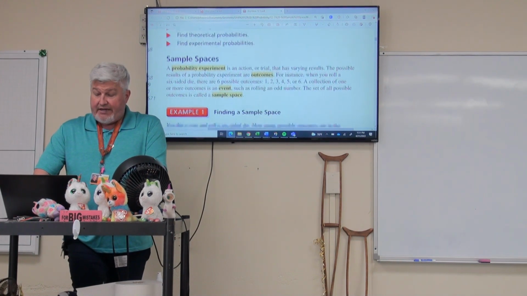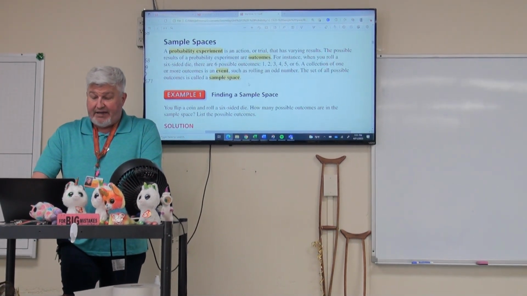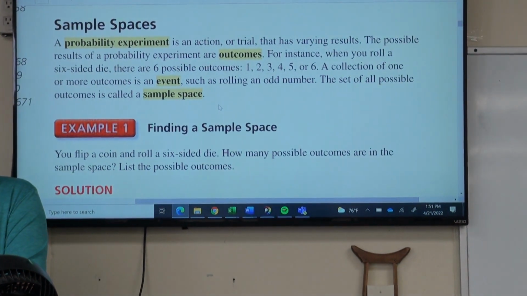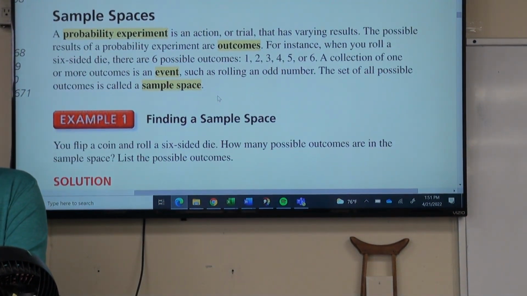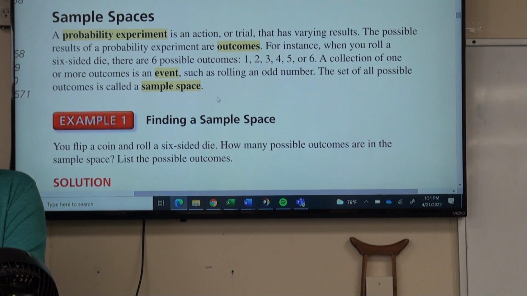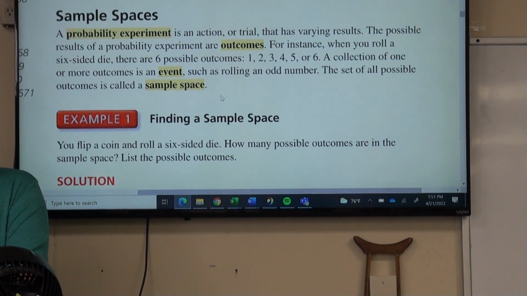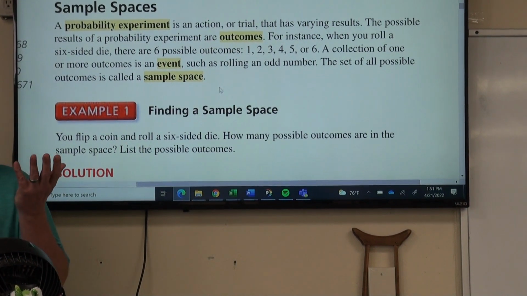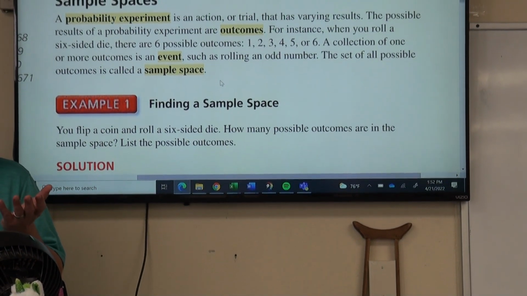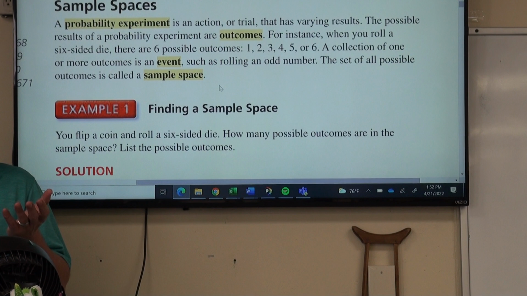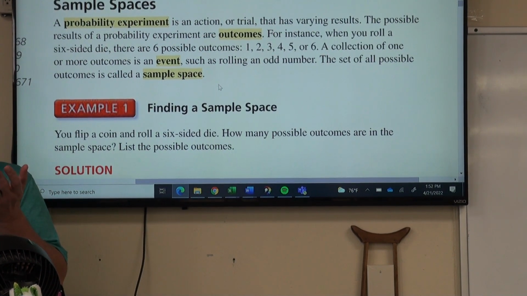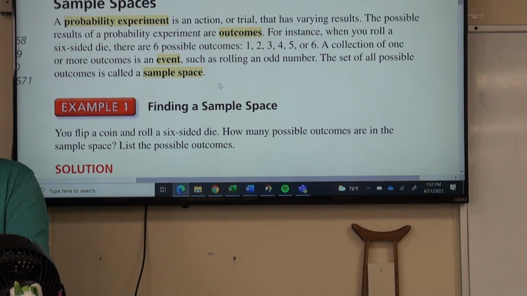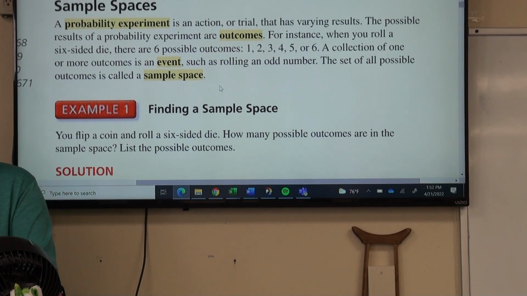So as you can read here with me, sample spaces. A probability experiment is an action or a trial that has varying results. The possible results of a probability experiment are outcomes. And it gives a good example here. It says, for instance, when you roll a dice, or a die technically, right? Holly, how many sides are on a dice? 6. So how many possible outcomes are there when you roll a dice? 6 outcomes. 1, 2, 3, 4, 5, and 6.